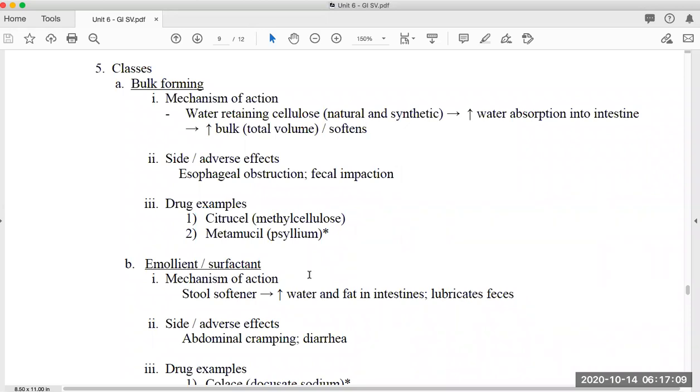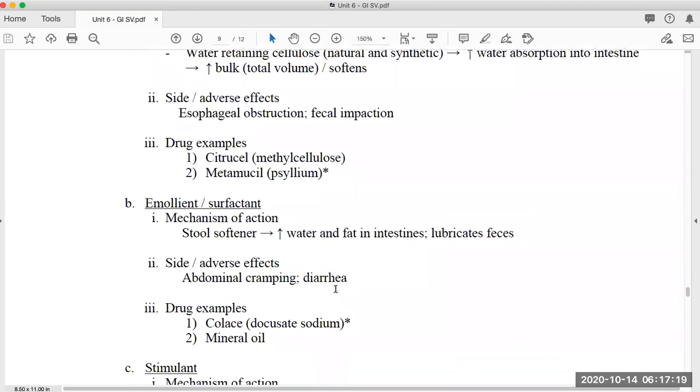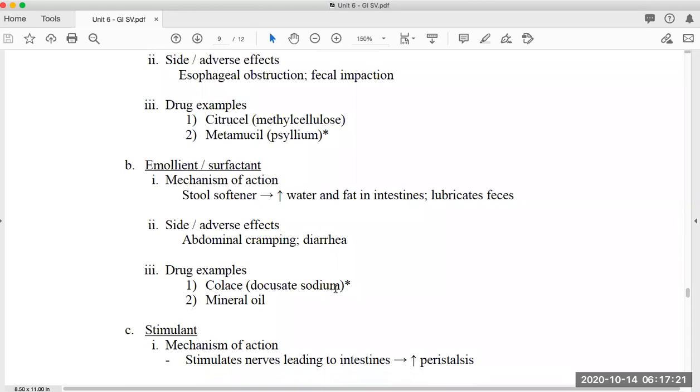So side and adverse effects, it really depends on what route we're giving the medication. So you see here esophageal obstruction or fecal impaction. So what can happen is if we're giving the medication orally, so you see here the drug example. The drug example is Psyllium. Psyllium, the trade name is Metamucil. So you've probably seen Metamucil commercials before. I don't know if maybe you've ever had it or had a family member that's had it, but it's basically a powder. You add water to it, you mix it up, and then you notice it's going to start to thicken, okay?